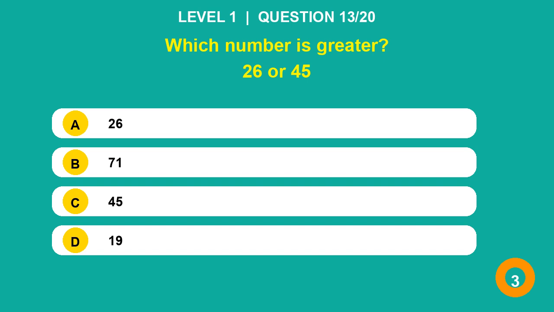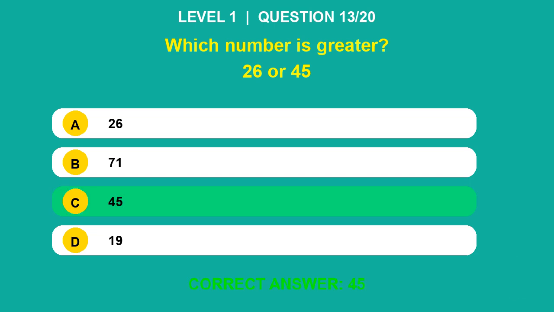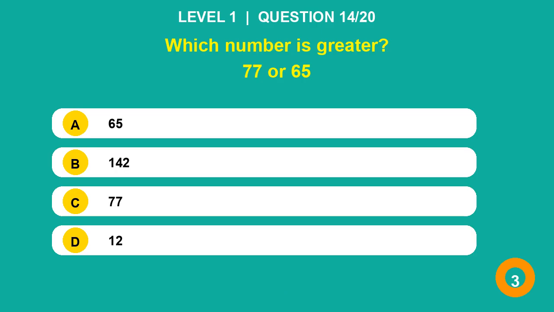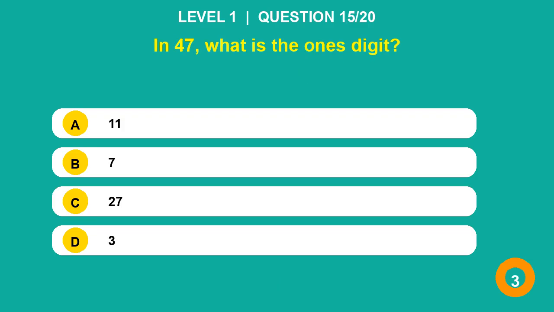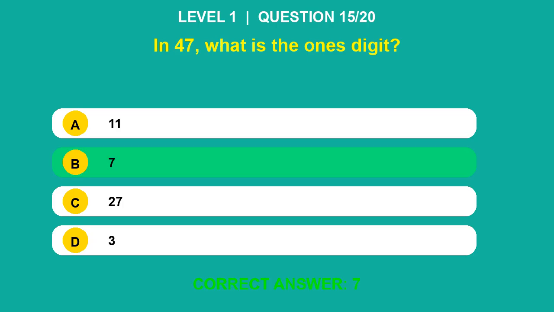Which number is greater? 26 or 45? Answer is 45. Which number is greater? 77 or 65? Answer is 77. In 47, what is the ones digit? Answer is 7.